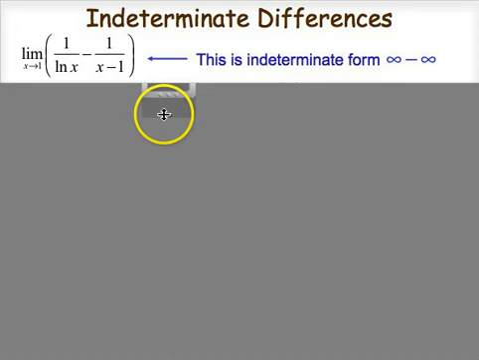We have a limit as x approaches 1 of 1 over natural log of x minus 1 over x minus 1. If I plug 1 into here, the natural log of 1 is 0. I get 1 divided by 0. That's an indeterminate form. This right here is going to head towards infinity. This fraction here will head towards infinity as x approaches 1. So now we have another indeterminate form, infinity minus infinity.